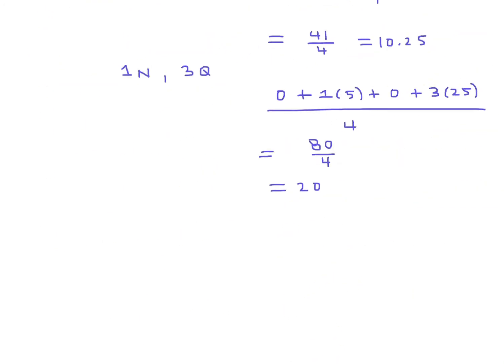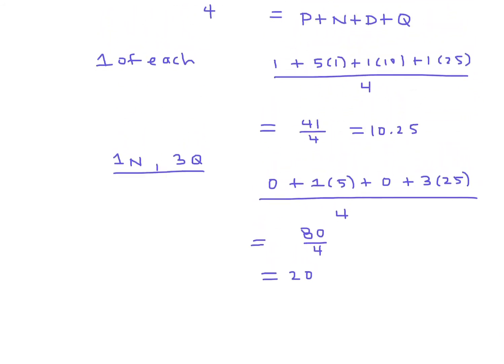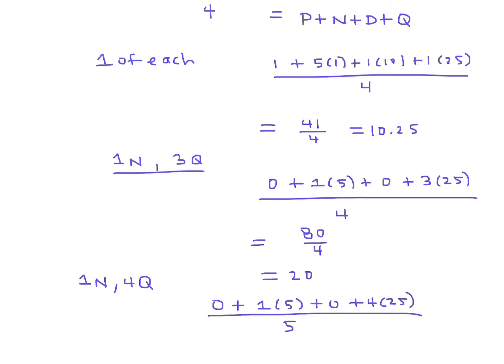And then the other scenario was that if we added 1 more quarter, the average becomes 21. Okay, let's do that. So we have initially 1 nickel and 3 quarters. Let's say 1 more quarter. So 4 quarters, and let's see what we get. Now the average becomes 0 for pennies, 1 times 5 for nickels, 0 for dimes, and 4 times 25 for quarters. And dividing this time by 5 coins, this looks like 5 plus 100, so 105 over 5, and that is indeed 21. There you go.